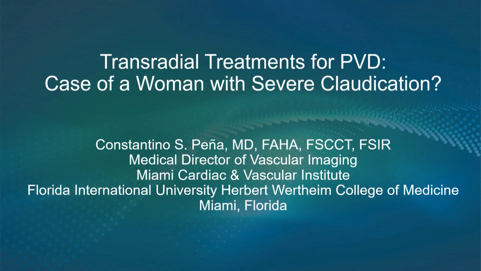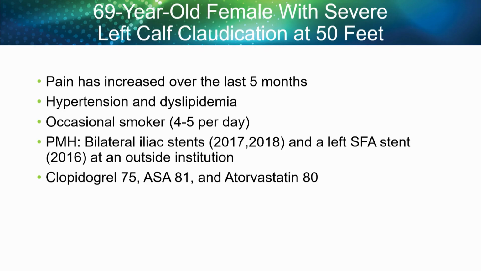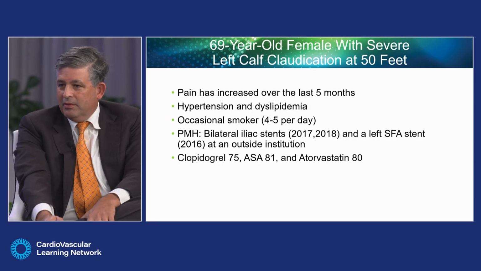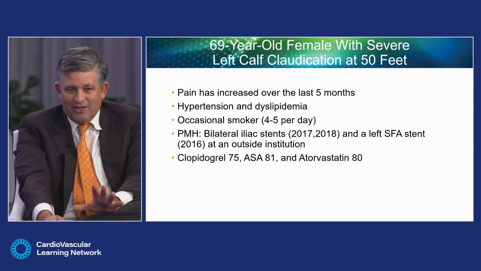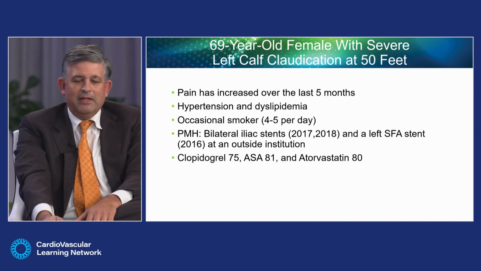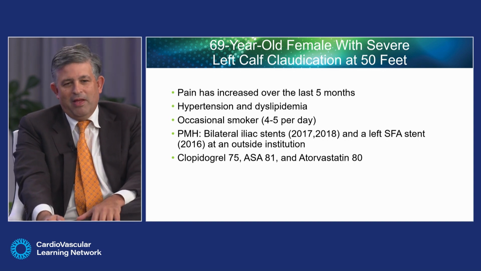Okay, I'm going to show a case, and this is a woman with severe claudication. It's a 69-year-old woman, and she came to see me because she was having severe left calf claudication. She said at 50 feet, it's gotten worse over the last 5 months, and she just can't continue like this. She has hypertension and dyslipidemia. She did tell me that she smokes a few cigarettes a day, 4 to 5, whatever that meant.